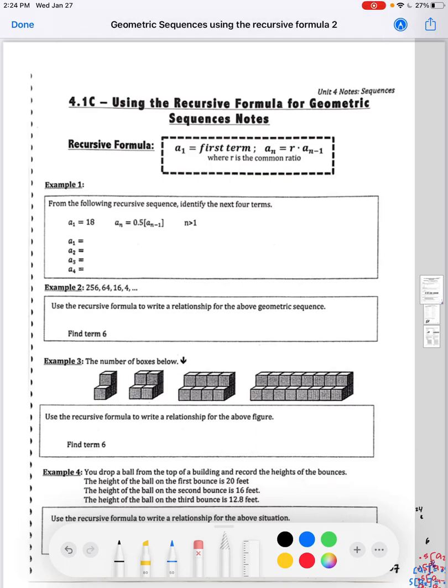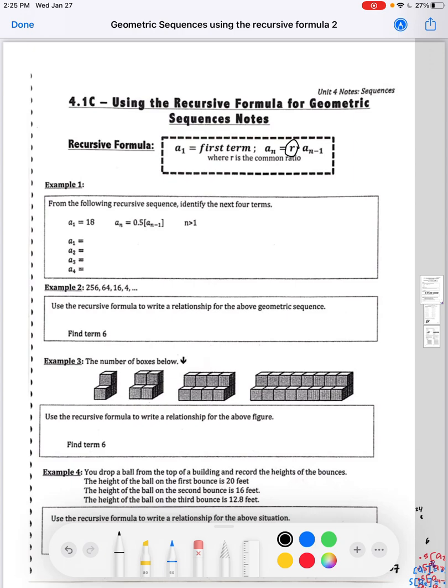All right. Today we're going to talk about using the recursive formula for geometric sequences. This is very similar to what we did yesterday, but instead of adding each time, we're going to be multiplying. A few reminders. You'll recall that R is the common ratio between the two terms. It's what you're multiplying each time.